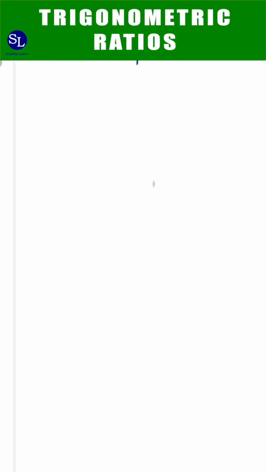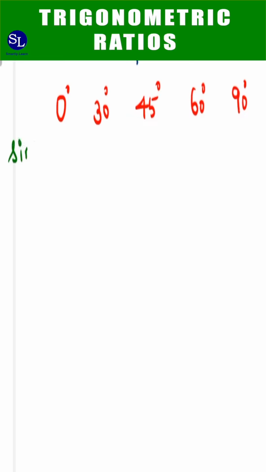Hi students, let's see how to generate trigonometric ratios for standard angles. So first let's list the angles that we're going to generate: 0 degree, 30 degree, 45 degrees, 60 degree, and finally the 90 degrees. So let's list all the trigonometric ratios that we're going to generate. The first one is sine theta, the next is cos theta, the third is tan theta.